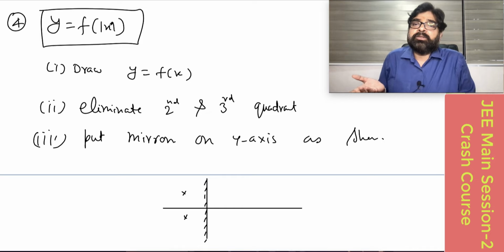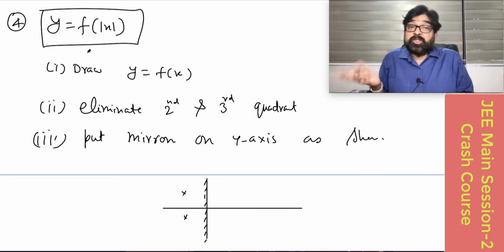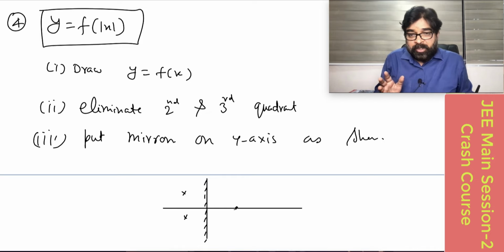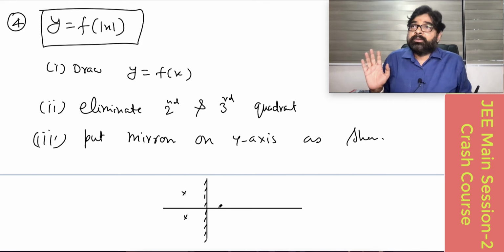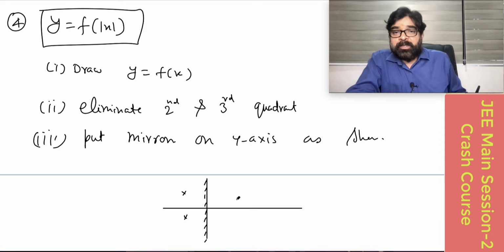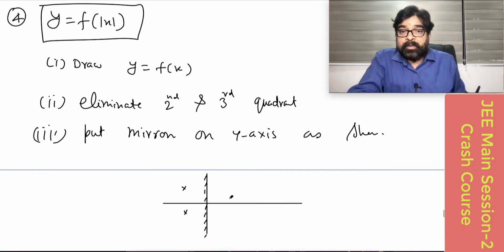That's what the meaning, because mod x means what? Either x positive or negative, same situation. So it's symmetric about this line. So this way the graph will come. You can just write it. I will explain by question only, you can understand.